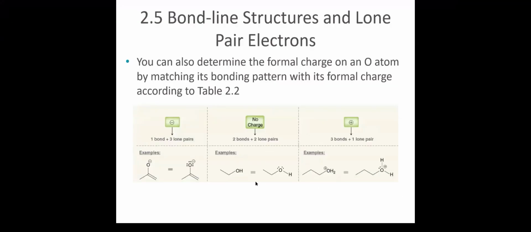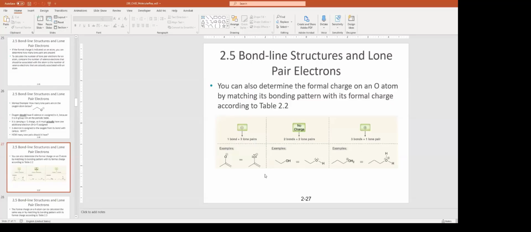So for oxygen, these are the important patterns. Neutral oxygen has 2 bonds plus 2 lone pairs. Negative oxygen has 1 bond and 3 lone pairs. And positively charged oxygen has 3 bonds and 1 lone pair. Okay. Any questions about that? Again, it's just seeing the pattern.